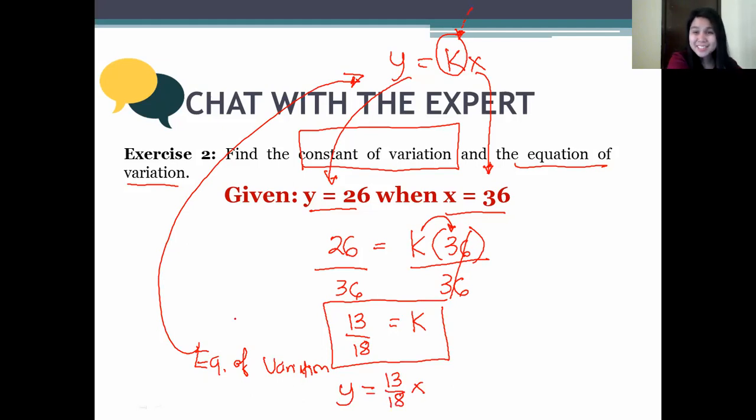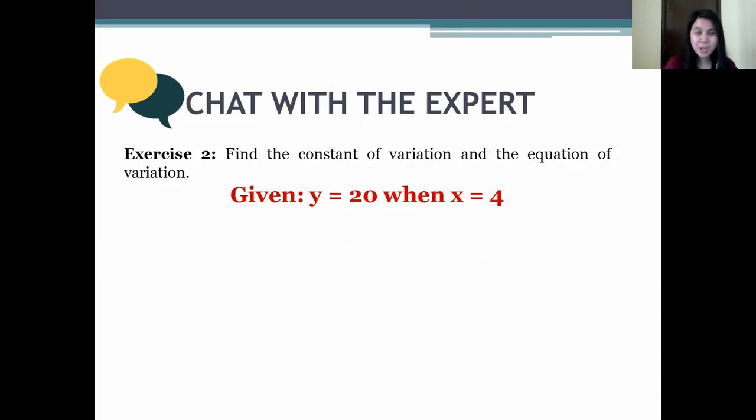Do you have any questions? If there's no question, let's proceed to the next example. Ready? Okay, I'll give you 30 seconds. Solve for the constant of variation. Then type it in our chat box. What is the constant of variation? If y is 20 when x is equal to 4. Ready?